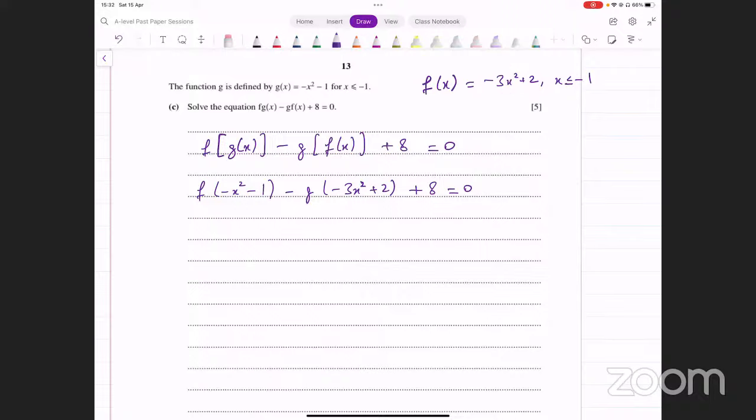We have minus 3. You have to change this slightly so it's easier to understand. Okay, so अभी हम f of minus x square minus 1 evaluate करें. So minus 3 into minus x square minus 1 whole squared plus 2. ये आपका हो गया f of minus x square minus 1. Okay, then you have g of minus 3x square plus 2. इसमें आपको g के अंदर ये पूरा expression input करना है.